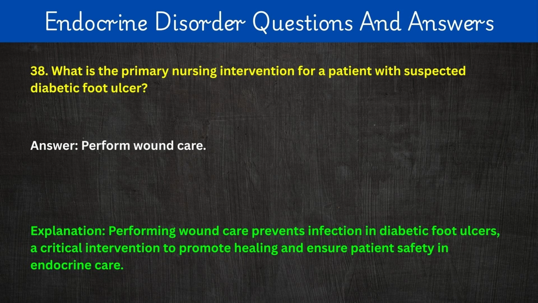38. What is the primary nursing intervention for a patient with suspected diabetic foot ulcer? Answer: perform wound care. Explanation: performing wound care prevents infection in diabetic foot ulcers, a critical intervention to promote healing and ensure patient safety in endocrine care.